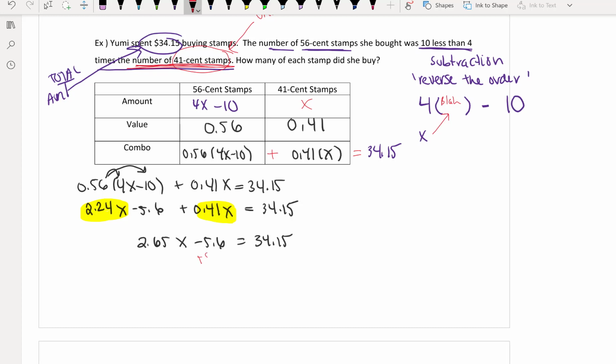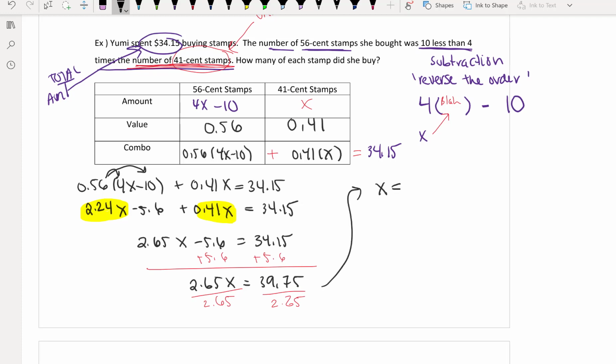From here, I'm going to add that 5.6 to both sides. So I have 2.65x, and now I add those two numbers together: 34.15 plus 5.6 gives me 39.75. Then I divide both sides by 2.65. When I plug that into my calculator, I get that x is equal to 15.